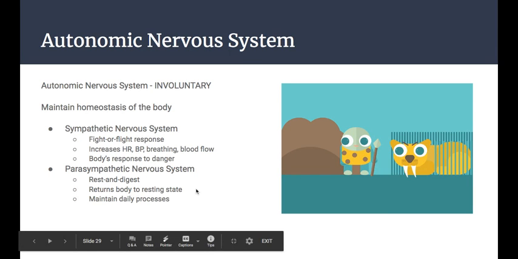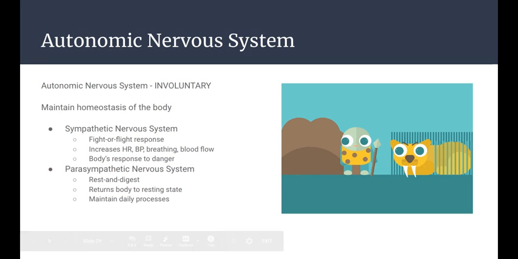And then we have our parasympathetic nervous system. This is our rest and digest system. The rest and digest meaning it returns the body to normal resting state. So calming down the sympathetic nervous system, it's the opposite. It maintains daily processes. So it helps with your digestive system. Like I said, rest and digest. Your parasympathetic nervous system definitely has an influence over your digestive system.